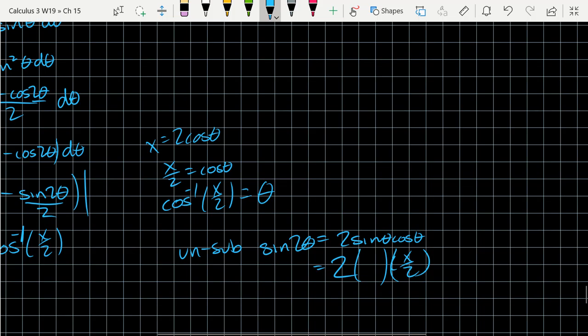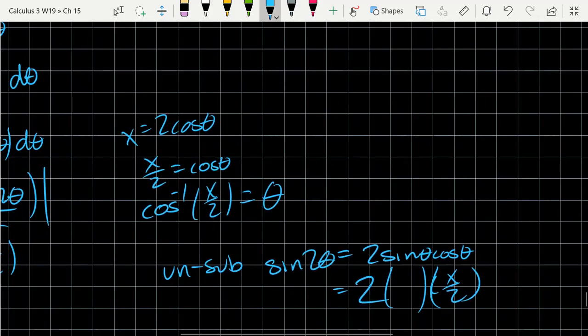All right, we're going to use triangles here. So cos theta is x over 2. Cos is adjacent over hypotenuse. How do I get my opposite side? I'm going to use the Pythagorean theorem. So it's going to be the square root of 2 squared minus x squared. That's my opposite side here. I can't use y because somewhere before we used y. Let's go with a.